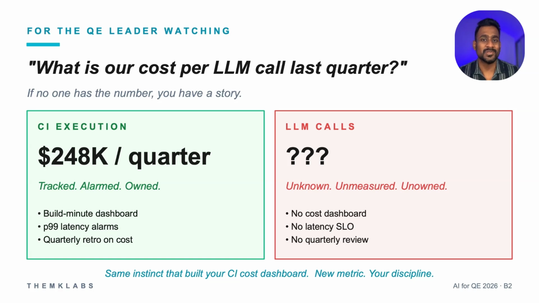Look at the CI execution: $248,000 a quarter, tracked, alarmed, owned. Build minute dashboards, P99 alarms, quarterly retros on cost. Now look at your LLM calls. Question marks, right? Unknown, unknown. No cost dashboard, no latency SLOs, no quarterly review. Here's the good news. It's the exact same instinct that you built on your CI cost dashboard in the first place. It's just a new metric this time, same discipline. Go be the person who has the number.